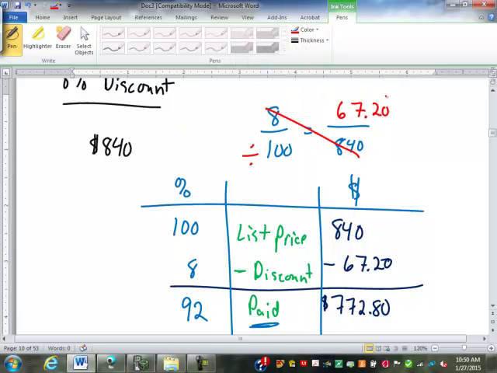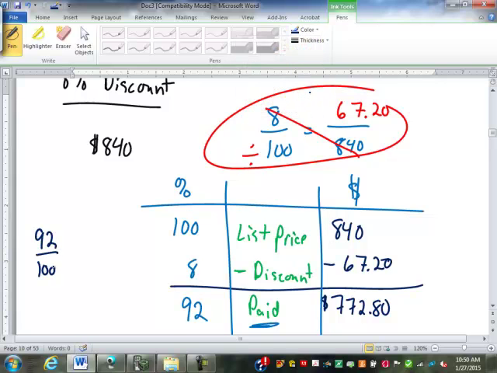So rather than finding 8% and subtracting it out, what we could have done was simply find 92% of the 840. Cross multiply and divide gives us $772.80. We would have got our answer in a single step rather than having to subtract it back off.